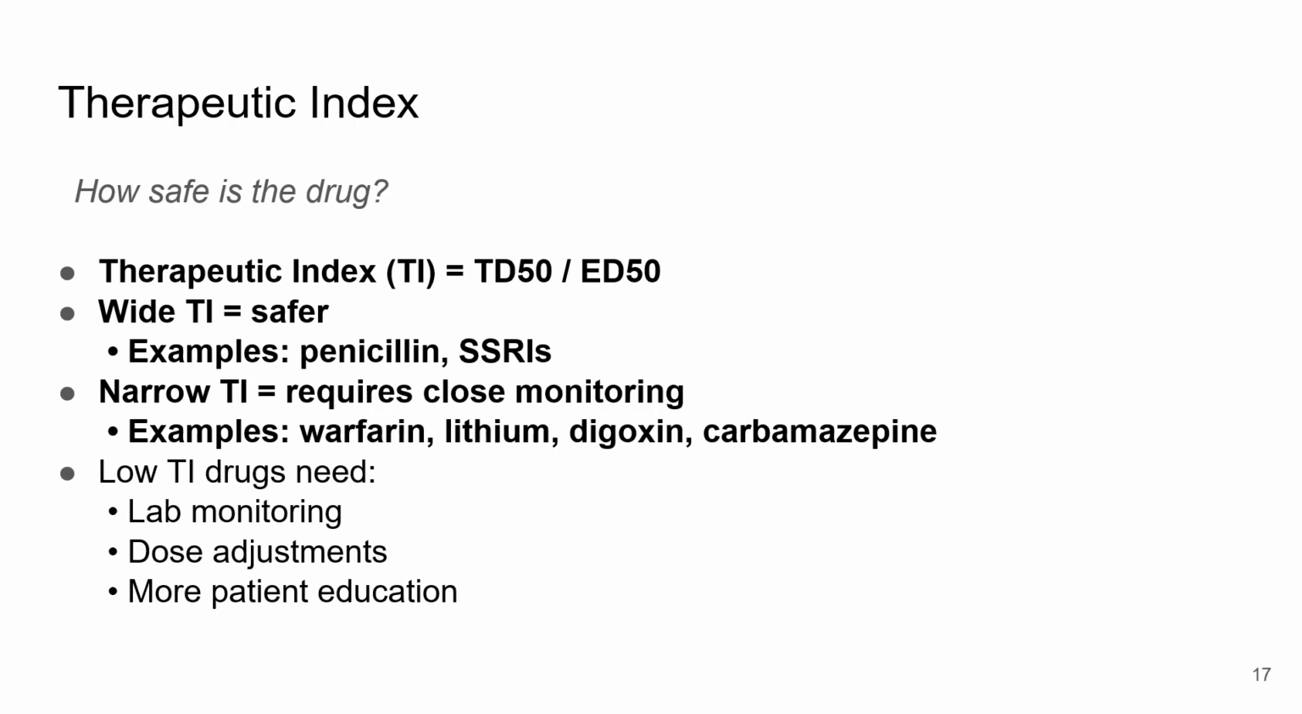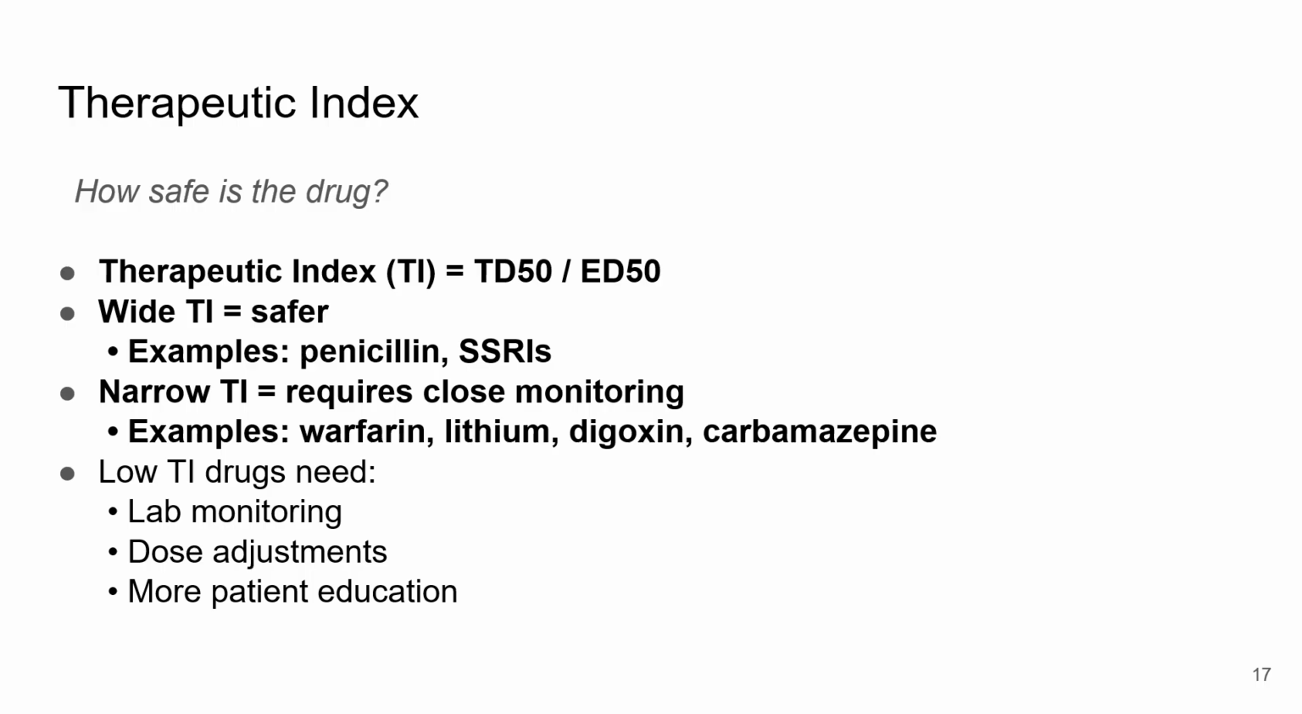So continuing on that theme, we are looking at a very practical question, which is how safe is a drug relative to its benefit? So we use a concept called the therapeutic index, or TI. A therapeutic index is calculated by the TD50 divided by the ED50, or in other words, how close the toxic dose is to the effective dose. So a wide therapeutic index means that we have a wide, large gap between the effective and toxic doses. So that means these drugs are generally safer and more forgiving to use.